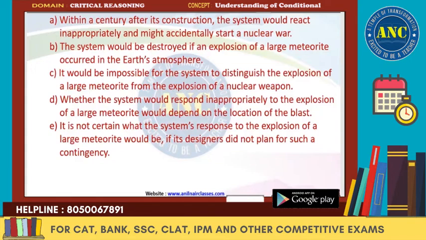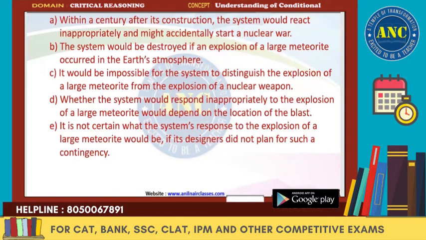Option B. The system would be destroyed if an explosion of a large meteorite occurred in the Earth's atmosphere. Now, again, this option cannot be inferred since there is no information to suggest that meteorite explosions in the atmosphere would destroy the system. Option C. It would be impossible for the system to distinguish the explosion of a large meteorite from the explosion of a nuclear weapon.